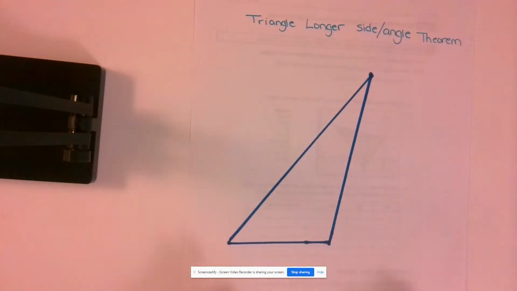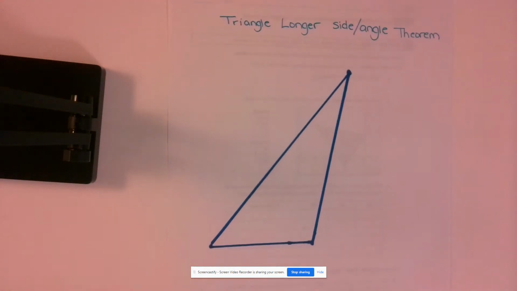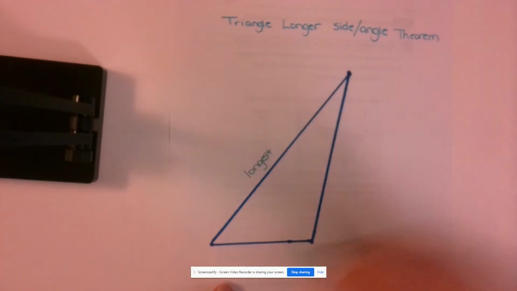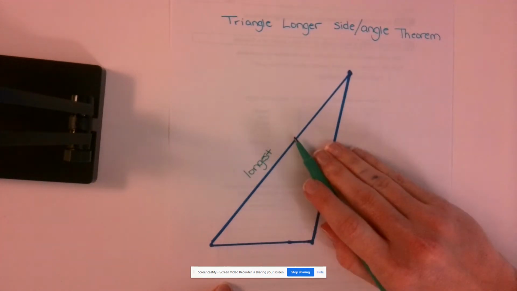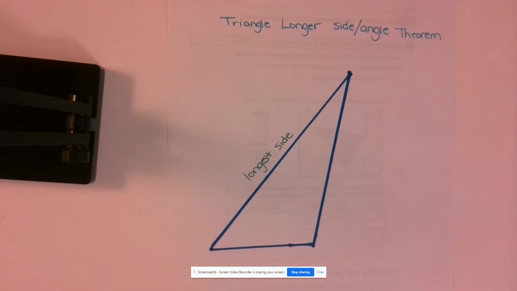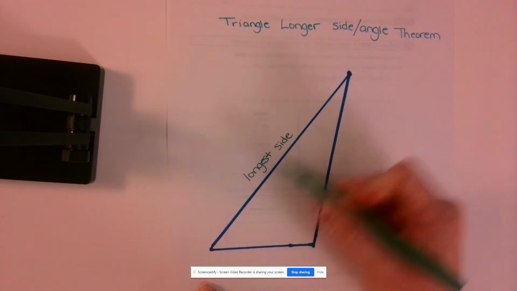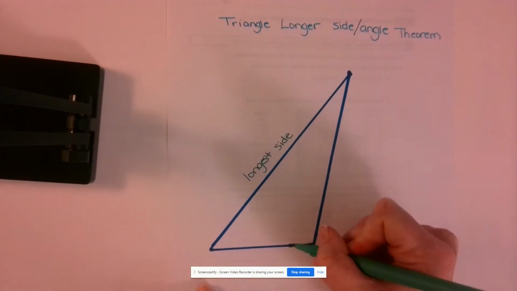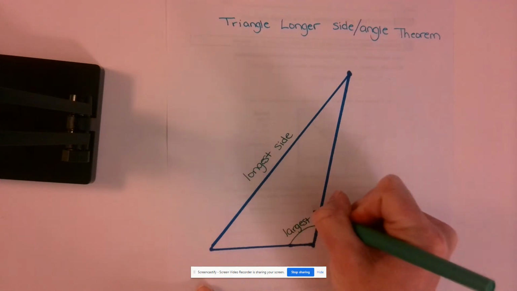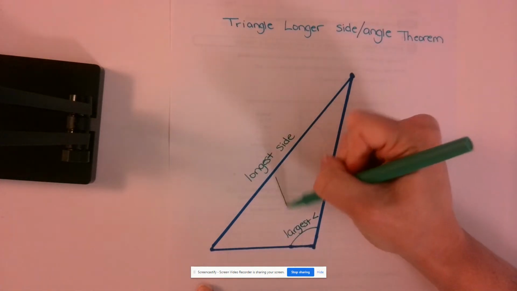Let's say I have any triangle here. The longest side, where's the longest side? Here's the longest side. I'm doing this based on how it looks in this case. This is the longest side of the triangle. And so what the triangle longer side or angle theorem states is the longest side and the largest angle are always opposite each other.